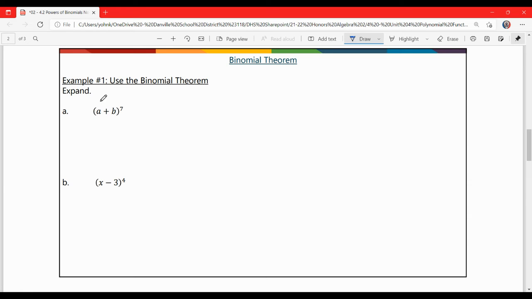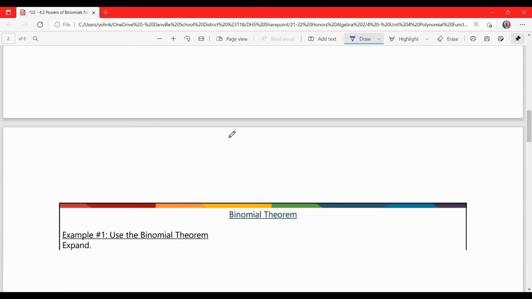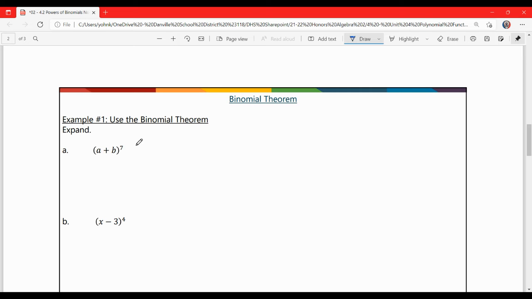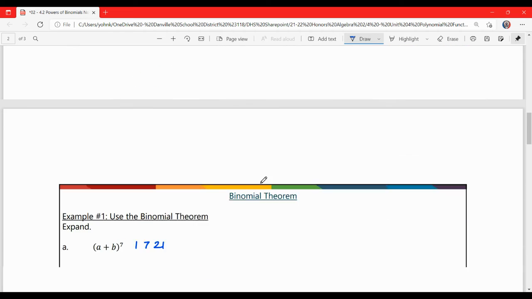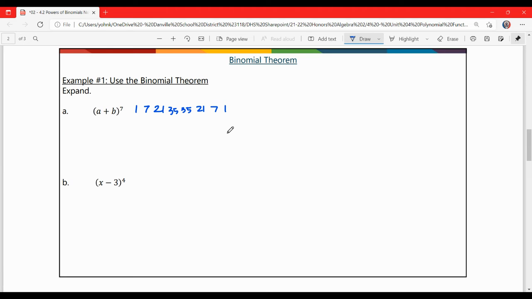So if I needed to expand (a plus b) to the 7th power, well, I could keep doing what I was doing, or I can use Pascal's triangle. So the 7th row is what I need to grab the coefficients from Pascal's triangle. The 7th row is right here, 1, 7, 21, 35, and then it repeats because it's symmetric: 35, 35, 21, 7, 1. Okay, I put those there so I wouldn't have to keep going back and forth.